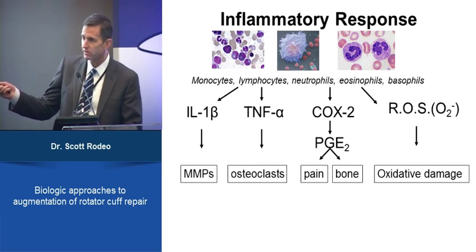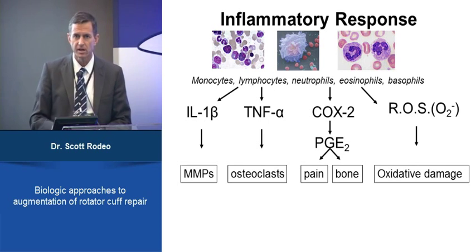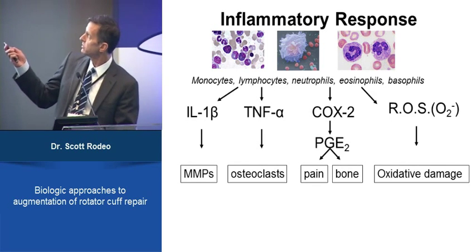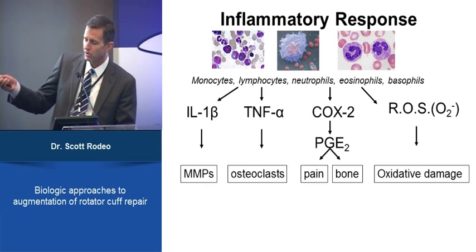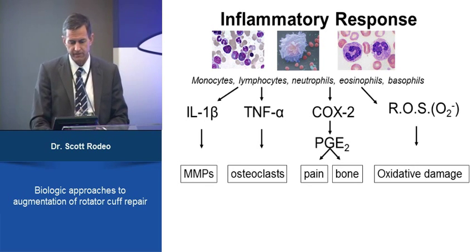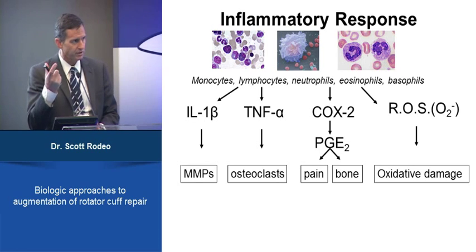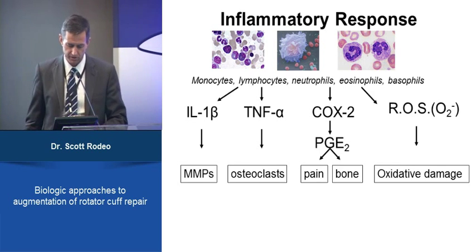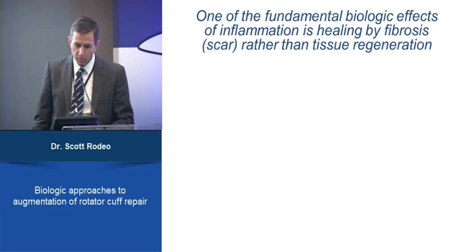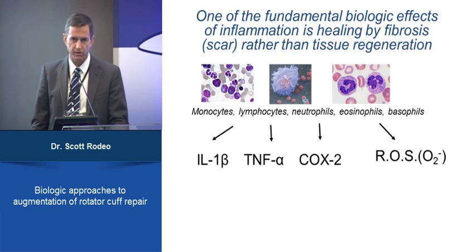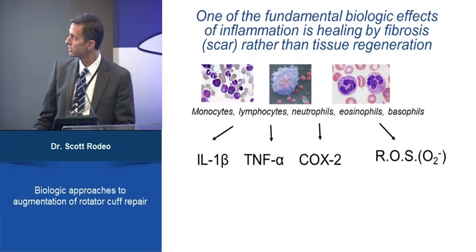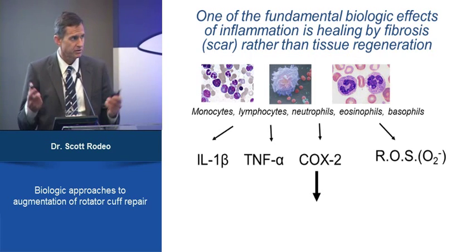We have different mediators such as matrix metalloproteinases. There are reactive oxygen species that cause oxidative damage. We see these inflammatory mediators such as IL-1 beta and TNF-alpha. All of these factors are part of the inflammatory response that occurs in response to surgery. Well, one of the fundamental biologic effects of inflammation is healing by fibrosis, essentially scar formation, rather than tissue regeneration. So again, all these cell types and all these mediators, what they lead to here is scar.